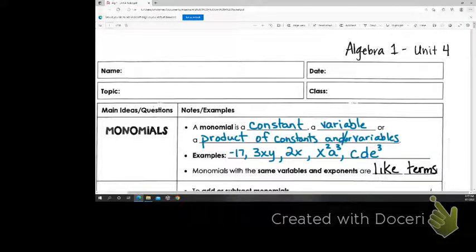Greetings. We're starting a new unit, and you probably remember exponent rules. We'll be going back over some of those things, maybe with a little bit of new terminology.